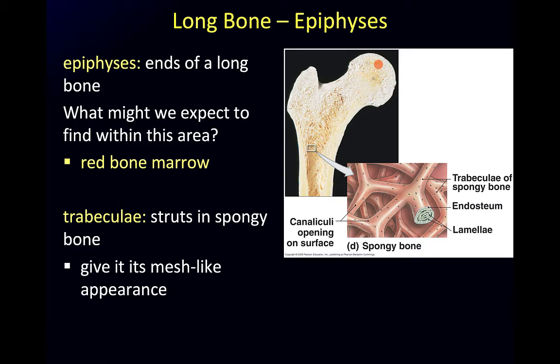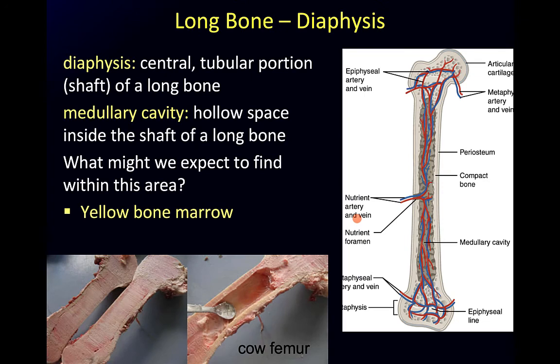And we're going to expect to find red bone marrow within the cancellous or spongy bone that fills this epiphysis. And you can see all of that cancellous bone in here with those little gaps in between the trabeculae. So trabeculae are the struts or projections that form that cancellous bone and give it the mesh-like appearance that we see from it. Of course, this not only makes the bone lighter, but it also creates those spaces for that red bone marrow to exist in. Now, the opposite, of course, of epiphyses are the diaphysis.